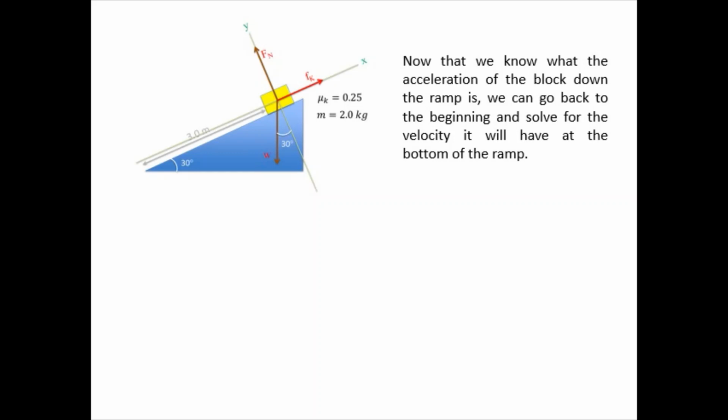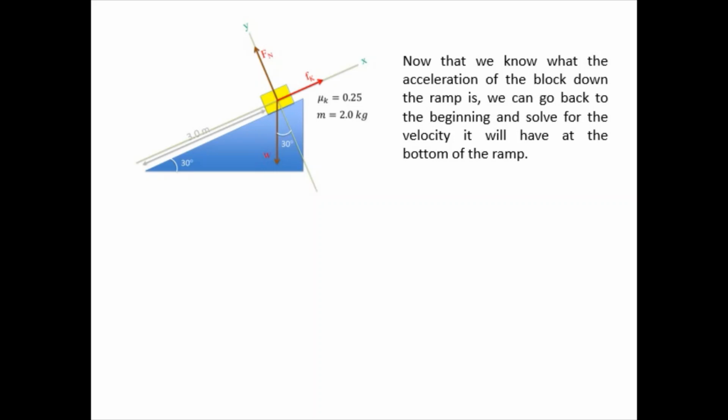Now that we know the acceleration of the block down the ramp, we can go back to the beginning here and say, okay, now we know all the information. We have a block starting from rest 3 meters up the ramp, and it's going to accelerate at that rate, 2.84 meters per second squared down the ramp. And so we should be able to figure out how fast it's moving after 3 meters. So this becomes a one-dimensional kinematics problem now.